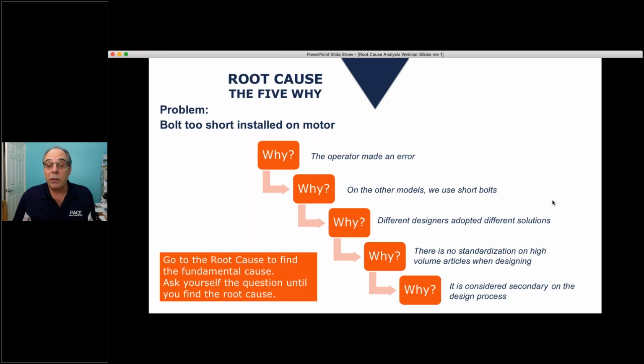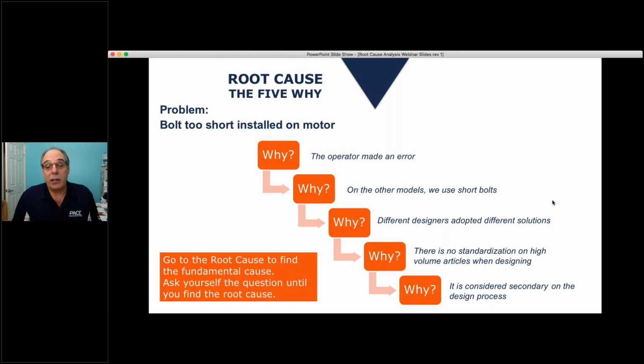Well, on other models, they use short bolts. Oh, okay. But is that really the root cause? Well, why? Ask it again. Why are the models different? Well, different designers adopted different solutions. So as you often see, you may have the same type of equipment, but there's a version 1, 2, and 3, and they changed things on each one, and nothing is standardized.